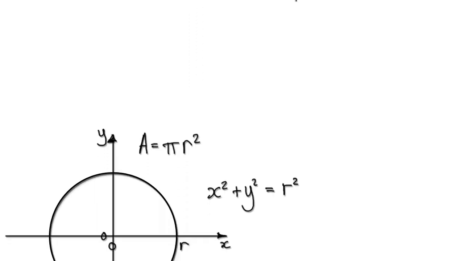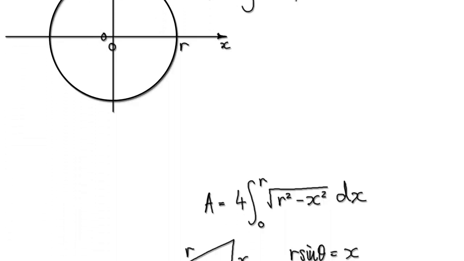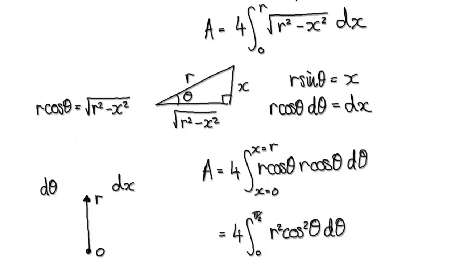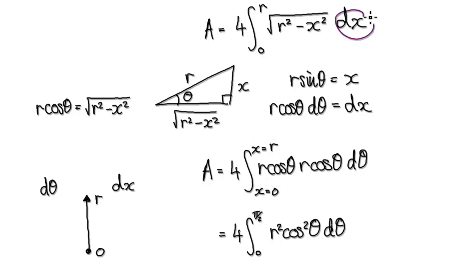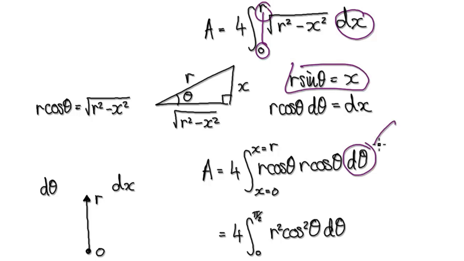Following on from the previous video, we got to this stage here. We need to change the limit of integration. So in the dx world, we are integrating from 0 to r. But because we made this substitution, we need to work in terms of d theta.